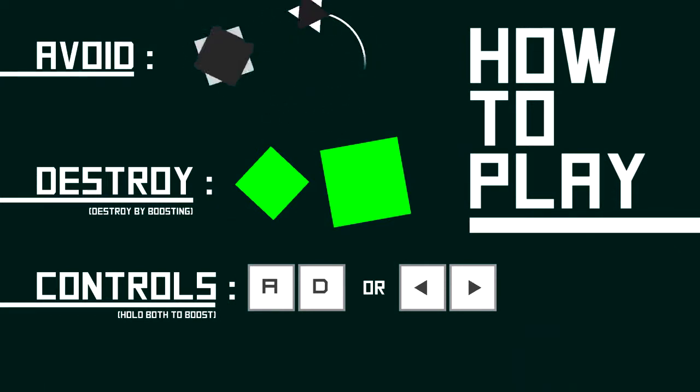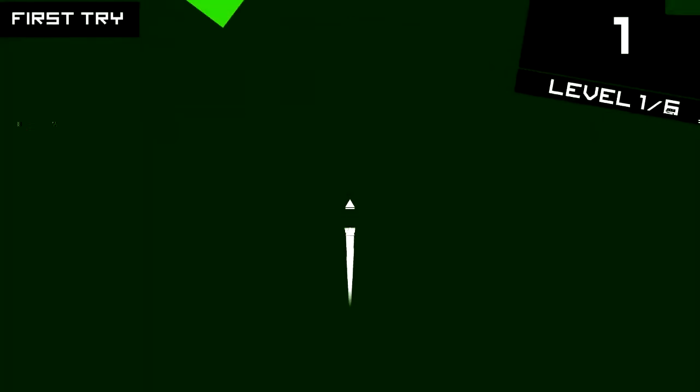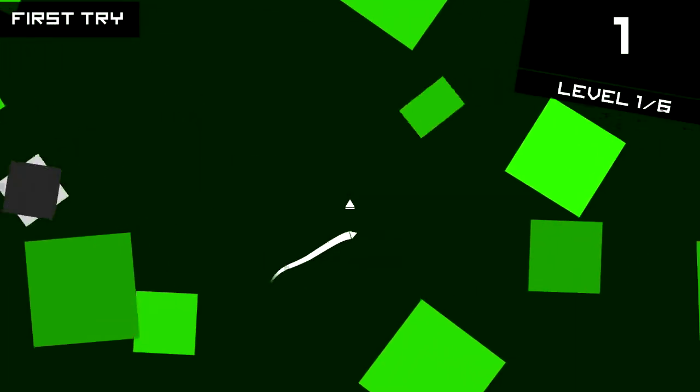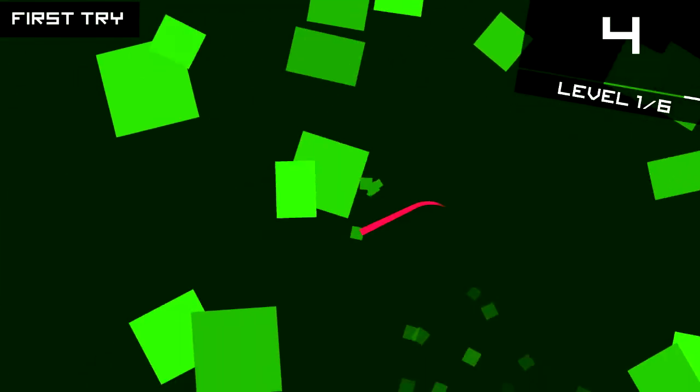Avoid these white triangular or square things that are spinning around, and destroy the green blocks. That's pretty much easy by boosting. And as you can see, control is just A or D, or if you hold both, you boost. So that's pretty simple. So I'm turning around and boosting.